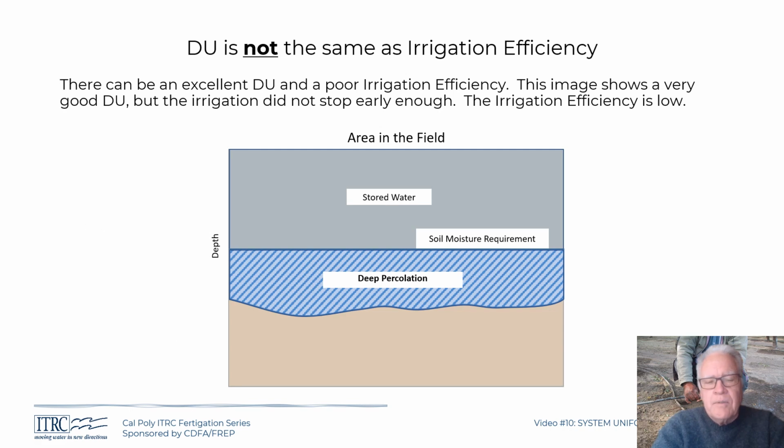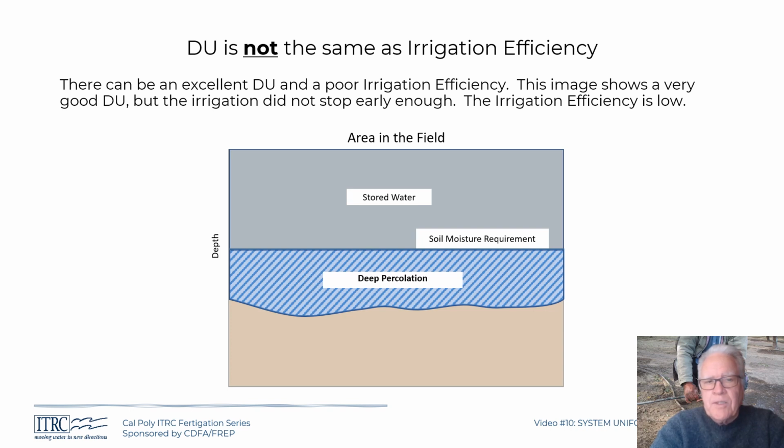Here's another little graphic that shows depth of water at different points across the field, depth of the plants. And this shows a really good uniformity. If you notice, the bottom of the deep percolation line is quite uniform. In other words, there's not much difference between one spot and another. Again, this has nothing to do with the specific irrigation method. The problem here is that the soil moisture requirement is considerably less than the amount of water that went in on the average, or everywhere. Everywhere there's more water that went in the ground than what was needed.